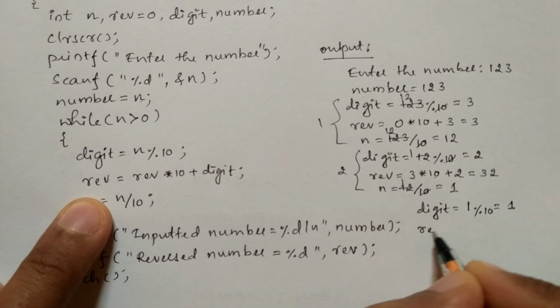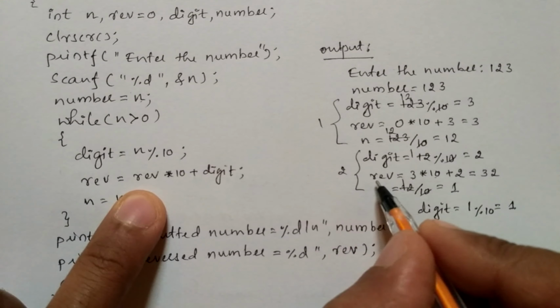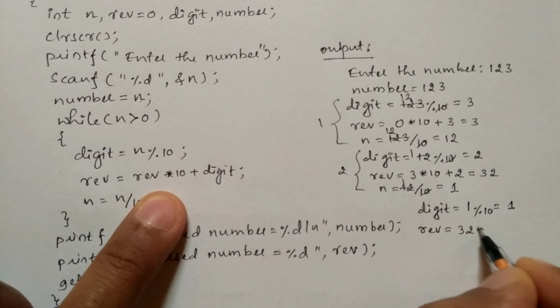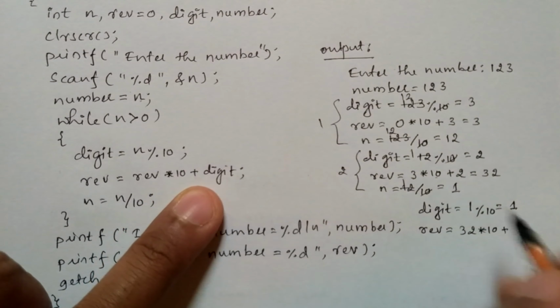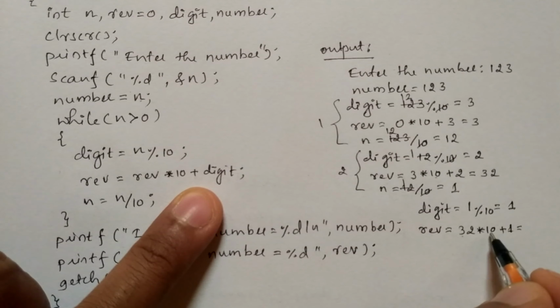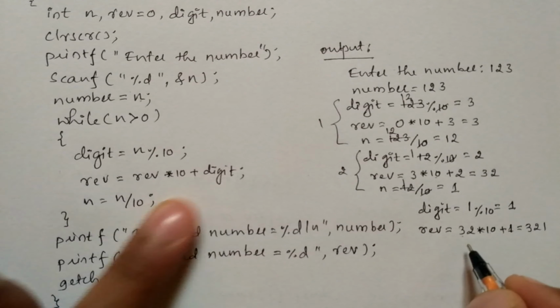The next statement is REV is equal to, REV in the earlier iteration was 32. Next we'll multiply it with 10 plus digit. Digit is 1. Now we'll simplify. 32 tens are 320, plus 1 is 321.